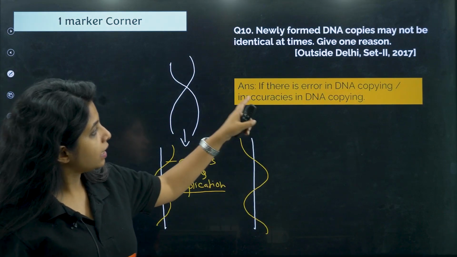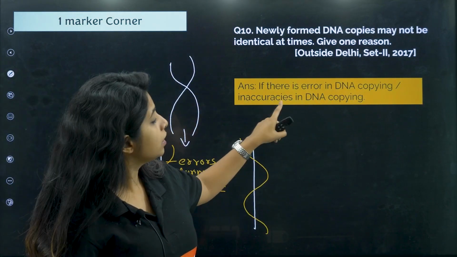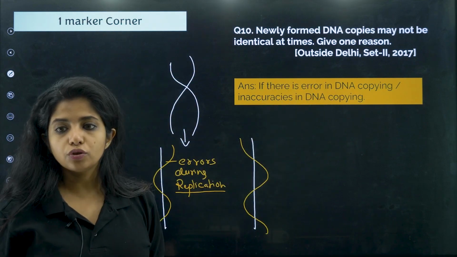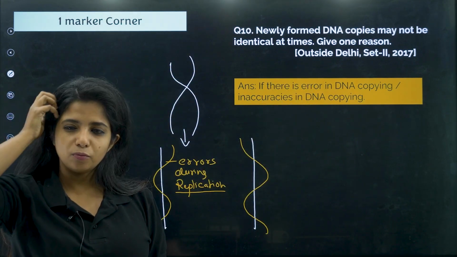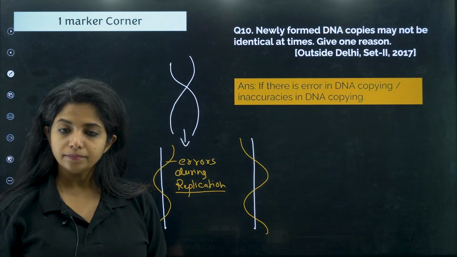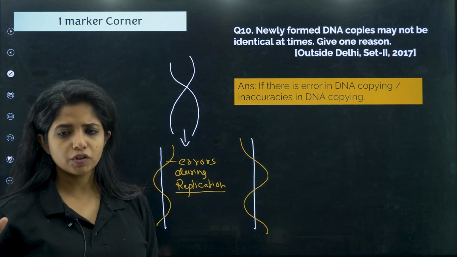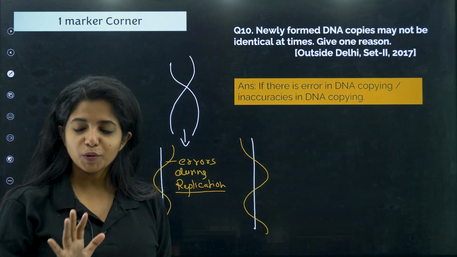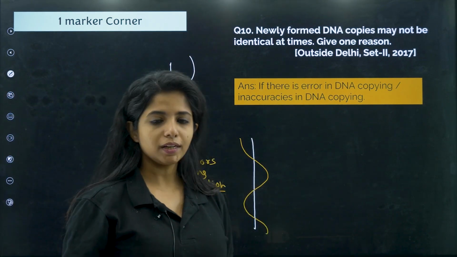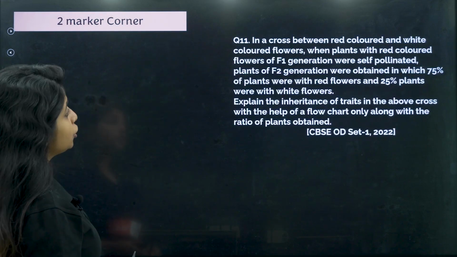So there is error in DNA copying, inaccuracies in DNA copying, and this would lead to the differences in them. These are all 1 marker questions, which is why I am not explaining very much, but I hope you are understanding the concept. Cool. Next, this is a 2 marker question.